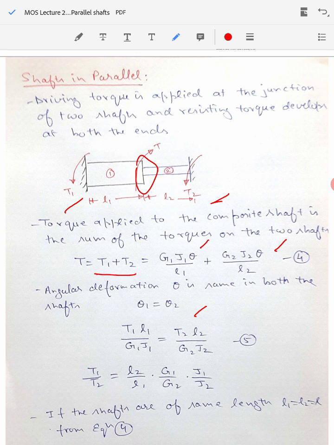As I said, the angular deformation theta will be the same for both shafts, so theta 1 will be equal to theta 2. Because T by J is equal to G theta by L, you can write theta 1 as T1 L1 by G1 J1 and theta 2 as T2 L2 by G2 J2. From this you can find the ratio of the torques, T1 by T2, as L2 by L1 multiplied by G1 J1 by G2 J2.